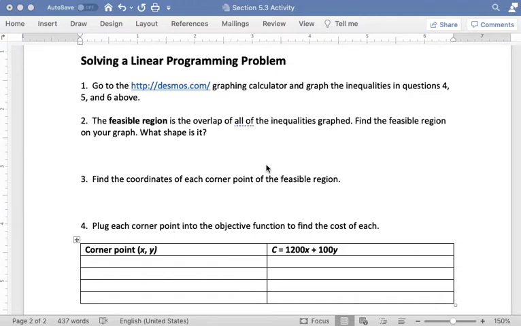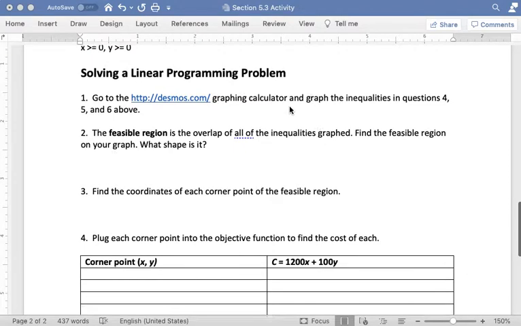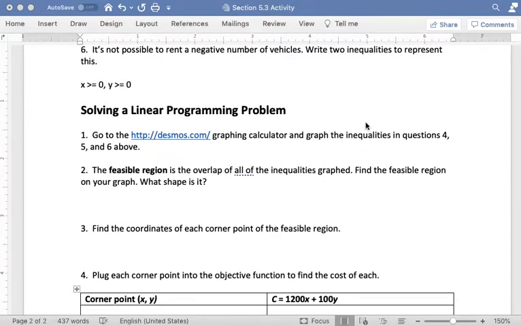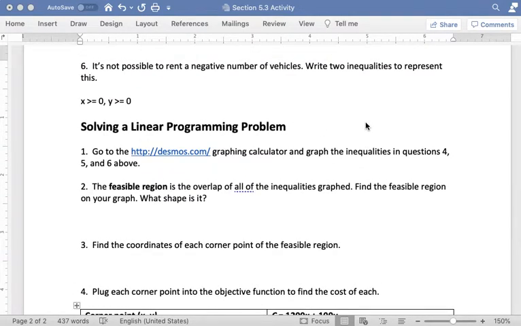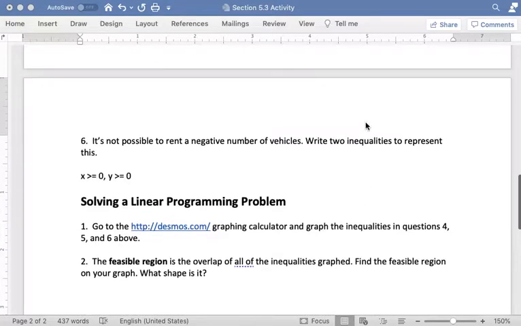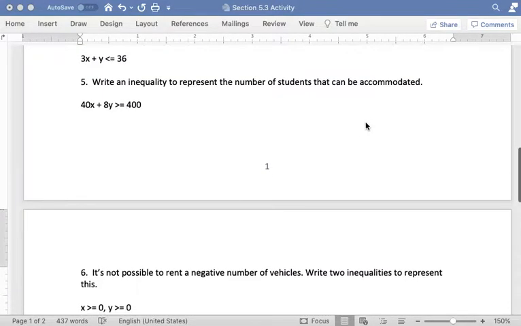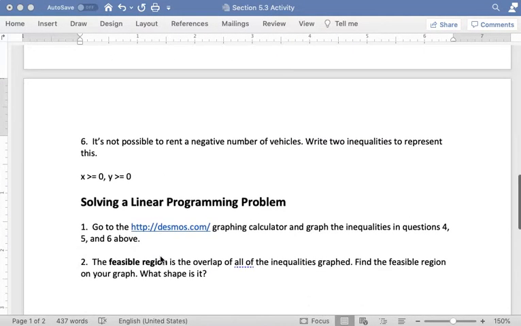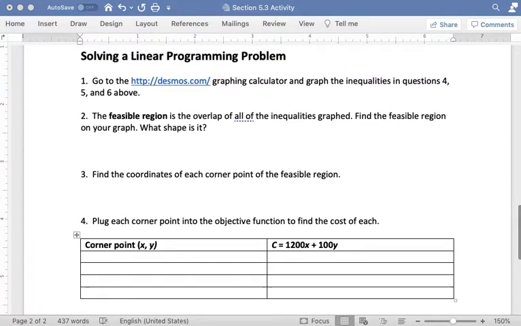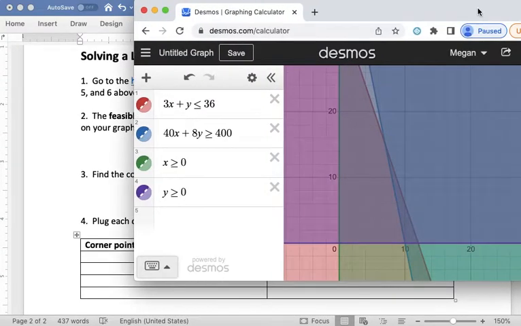In this video, we're going to solve our linear programming problem about how many buses and vans the school should rent. So our first step in solving the problem is to graph our inequalities in the Desmos graphing calculator that we wrote above. So we have 4 inequalities here, and we're going to graph all 4 of them on the calculator. So I already have that done. Here's what that looks like.